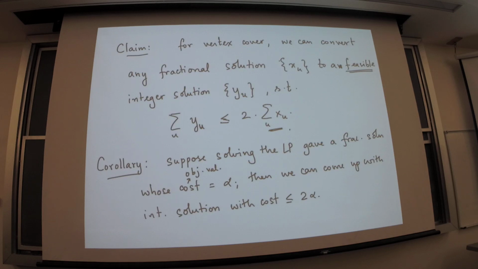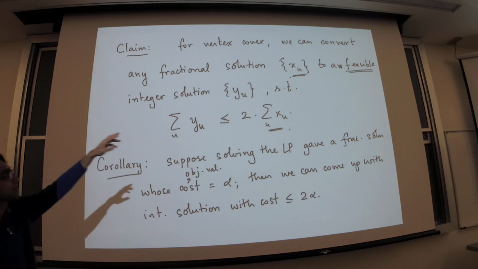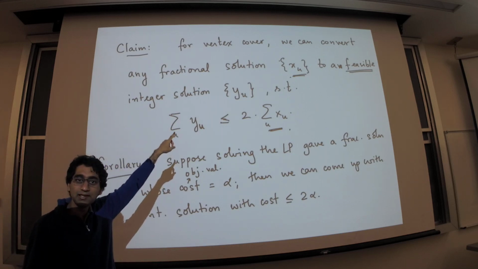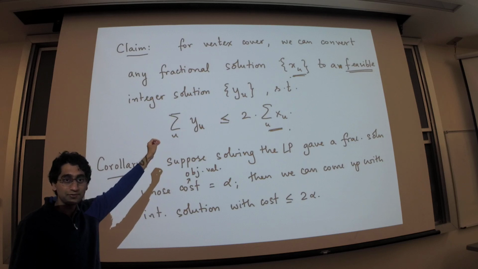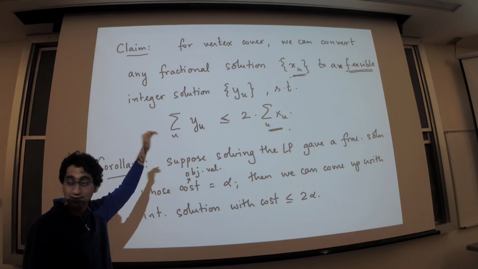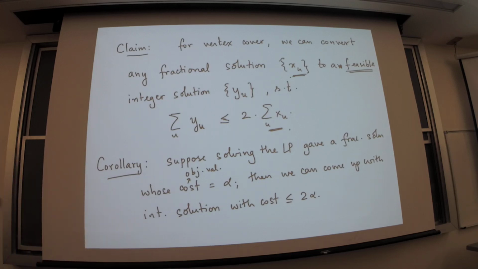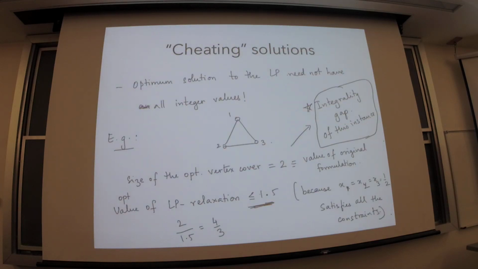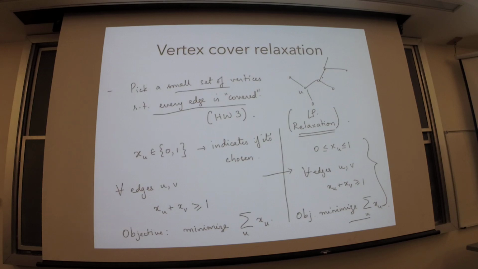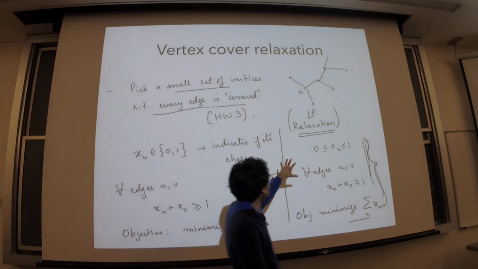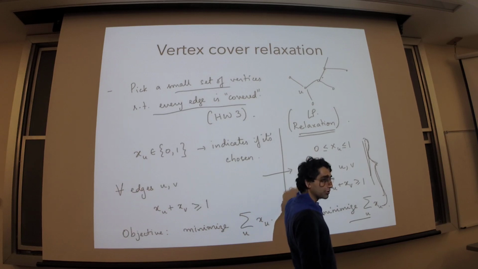And what is the claim saying? Right? So the claim is saying that if xu was a feasible fractional solution, then yu is actually a feasible integer solution. Which means that you have to say that if you produce a yu like this, it remains feasible. And what does it mean to be feasible? Right? Like we just have these constraints. You've got to show that if xu satisfies all of these constraints, then so does yu.